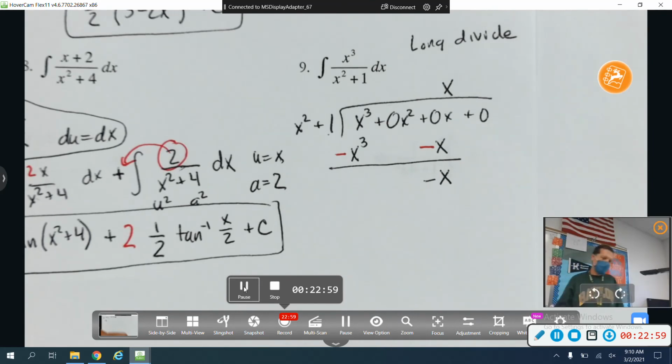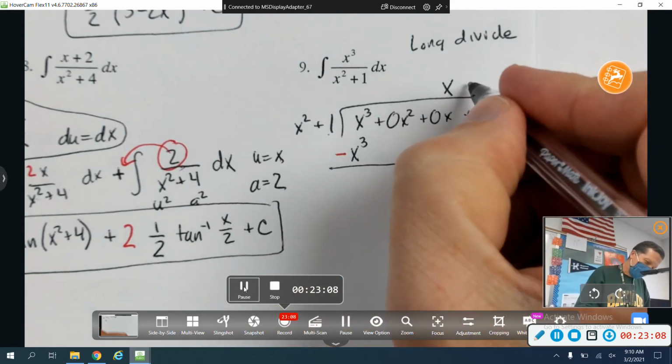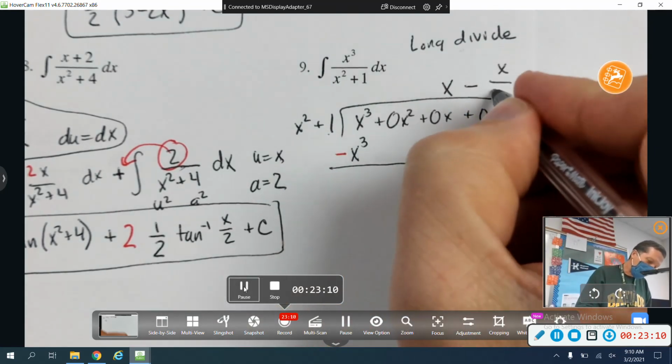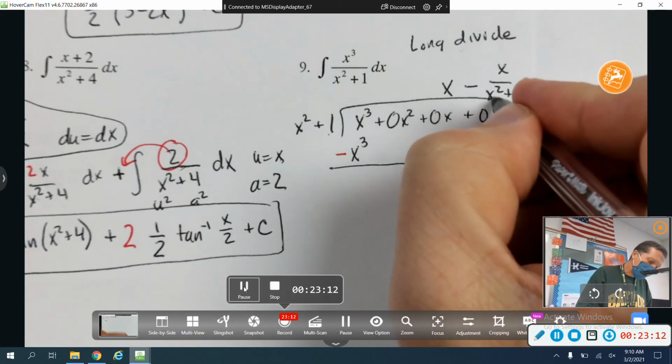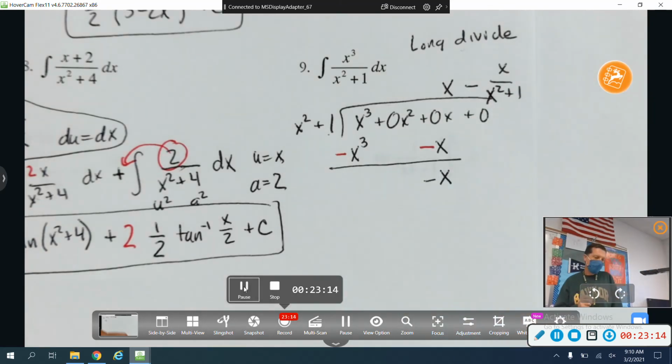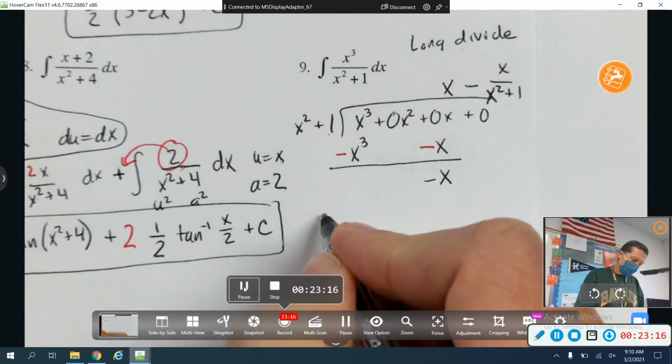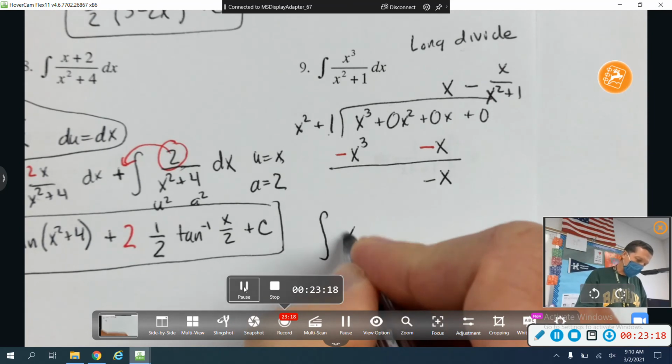It's a remainder. That is one answer, but that doesn't help me here. Over x squared plus 1. There you go. So you weren't wrong. It's just that's not really how we want to work this problem. So that's not the answer. That's just rewriting the integrand.